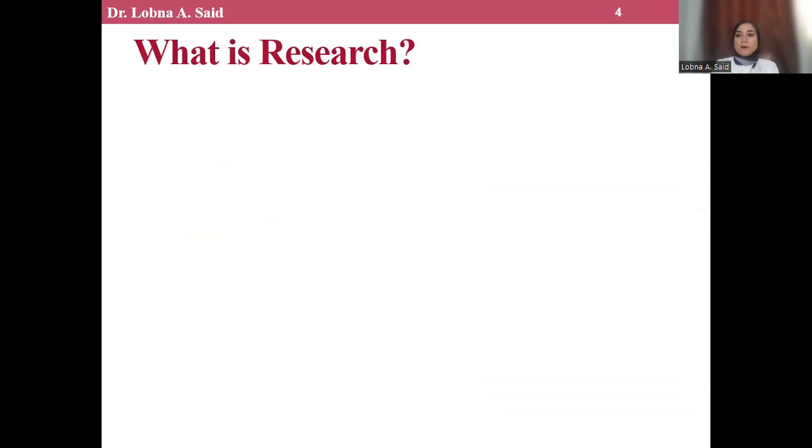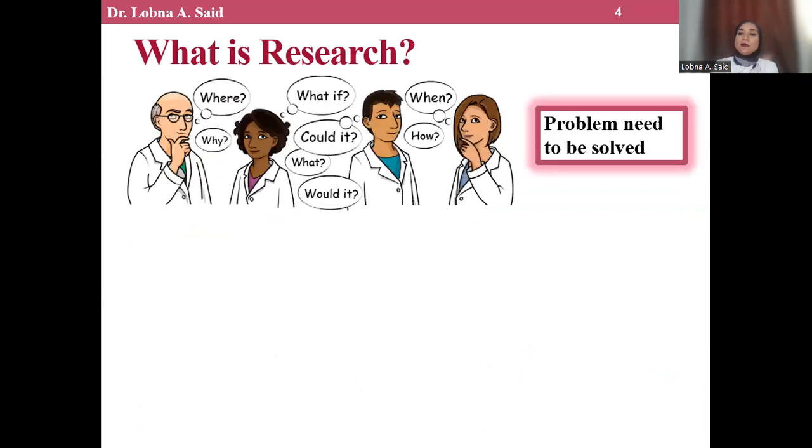The second part of our presentation today is: what is research? It's actually about a problem that needs to be solved, which is really important. You have to solve a problem. You have to ask the correct question: what if, why, when, could I, what? So the problem starts with: I have a problem I need to solve, and I'm asking the correct question about the problem we need to solve. That's what research is about.